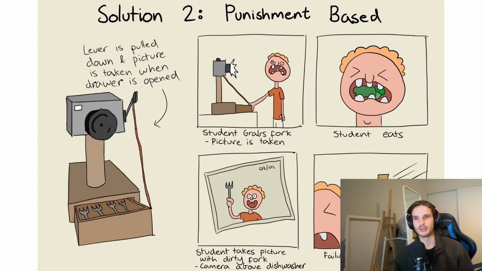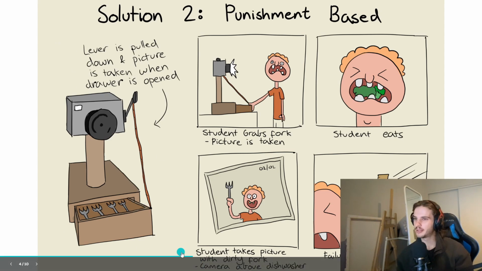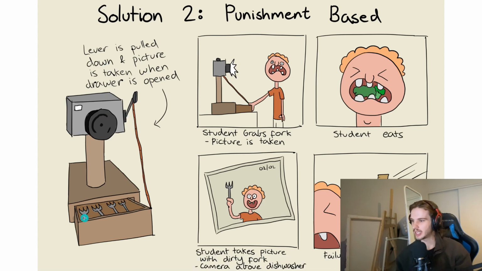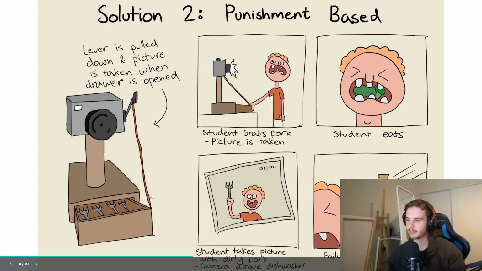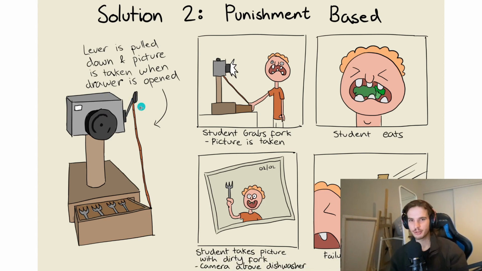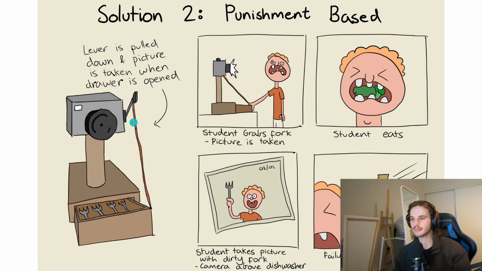So, come to solution 2, the punishment-based solution. We can see on the left here, we've got a prototype for a machine. This device would work by a camera that is attached to the drawers containing the forks, and there'd be a lever on the camera. And when the drawer is opened, the lever is pulled, and the person who took the fork, their photo is taken.